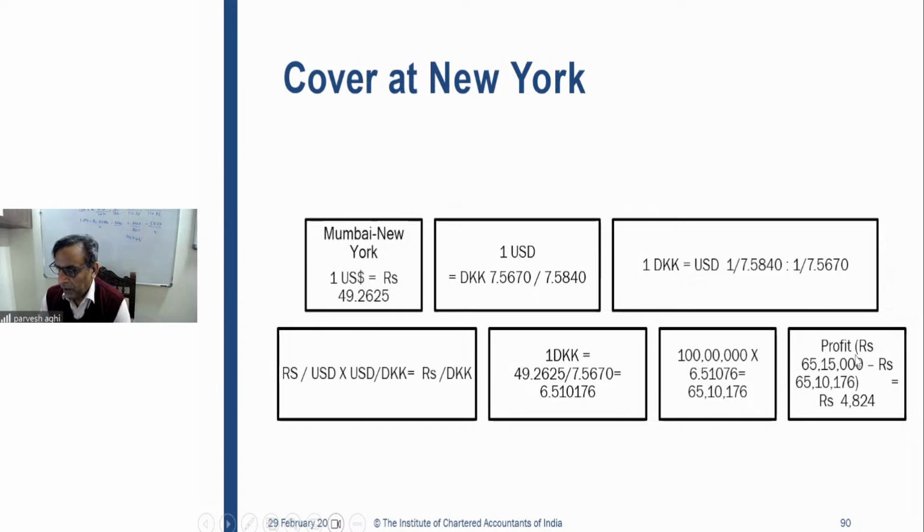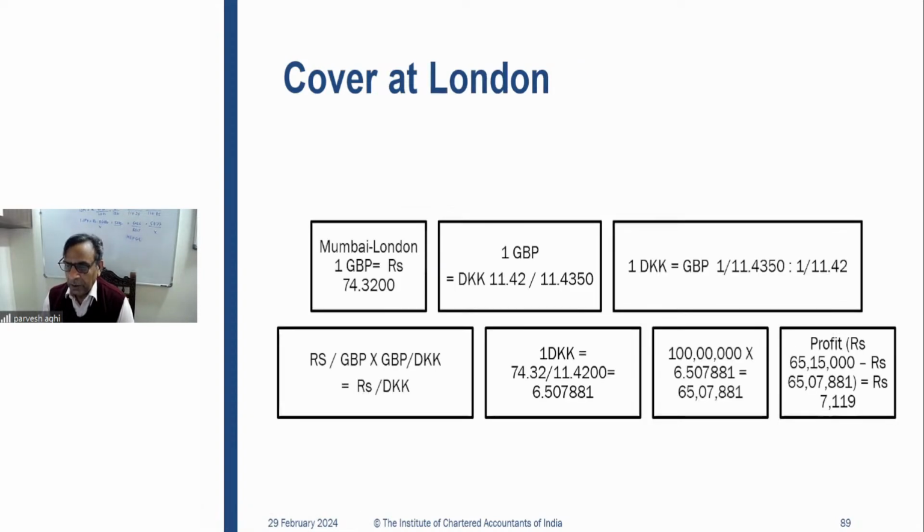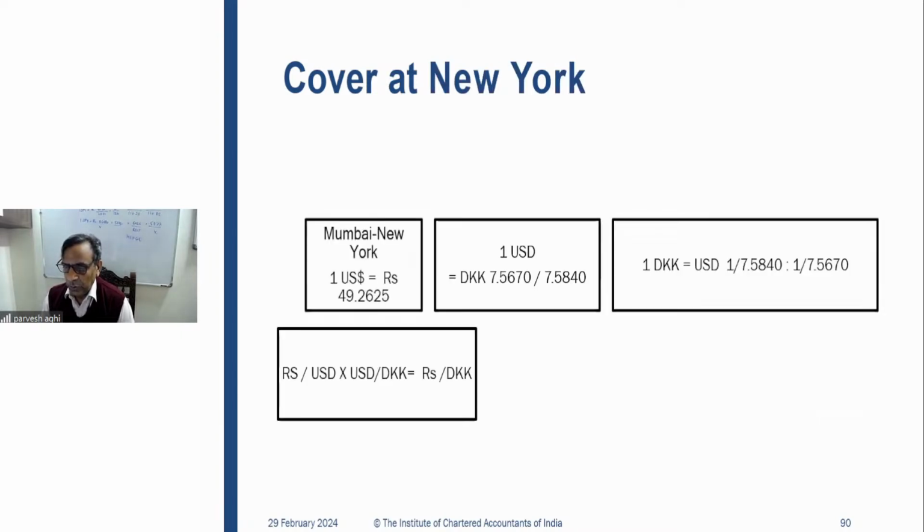So he sold the TTD at 65,15,000. And if he covers in New York, he gets 65,10,000. So he makes a profit of 4,824. So he makes a lower profit in New York as compared to a higher profit in London, where he's making 7,119. So he will prefer to go to London.